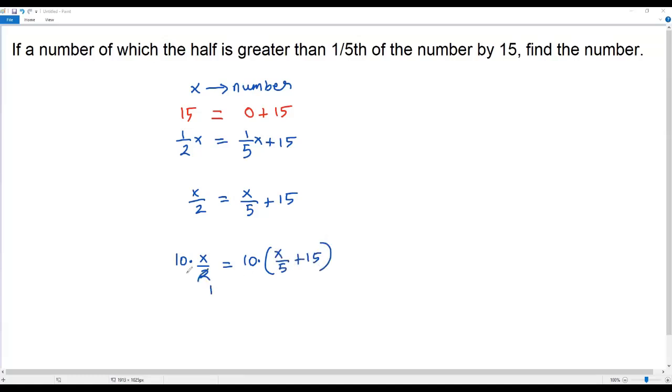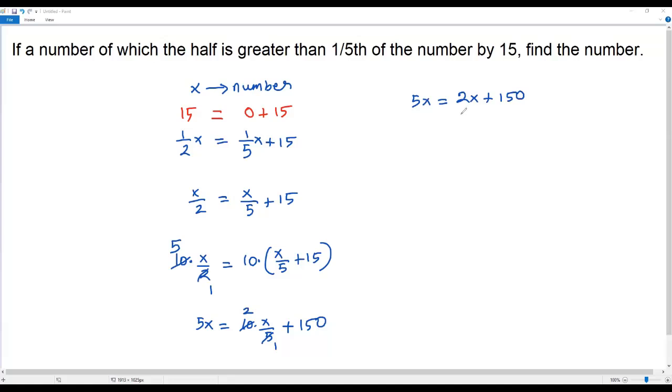2 goes into 2 one time, 2 goes into 10 five times. So on the left side I get 5x. On the right side, I have to distribute the 10 to x over 5 and to 15. So 10 times x over 5, plus 10 times 15, which is 150. 5 goes into 5 one time, 5 goes into 10 twice. So the resulting equation is 5x equals 2x plus 150.